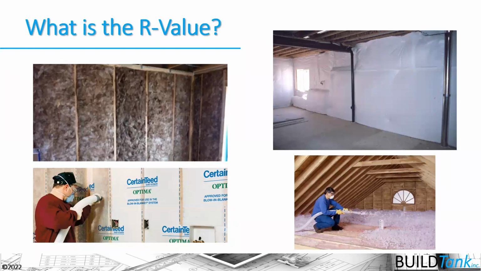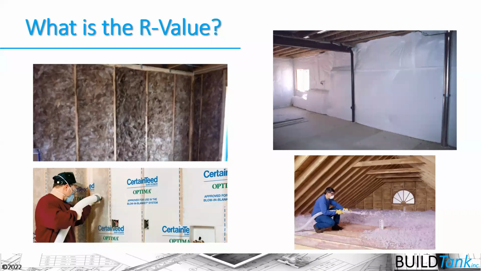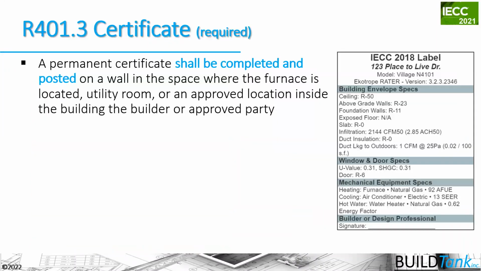So this Optima blown fiberglass material, I might assume has an R value of 23 in a blown 2x6 wall, but the insulator actually has to demonstrate that with a certificate, and that requirement is in Chapter 3 in the R303.1.2 section. So that's super important. You also have to provide the certificate.